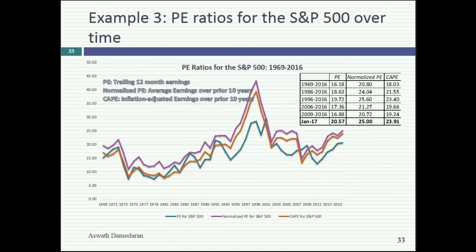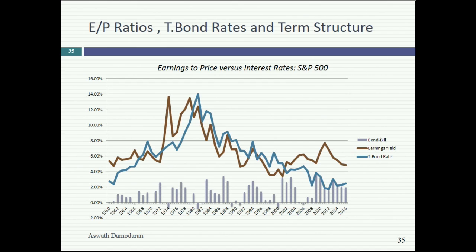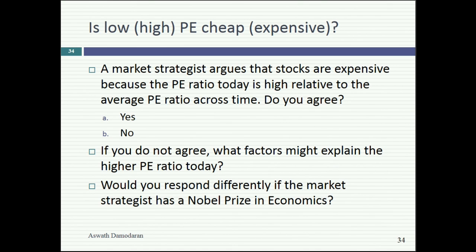That's a fact. There's no point arguing that. So ready? I'm going to put out my recommendation on stocks, and you tell me what I might be missing. So here's the argument I make. I tell you that stocks are overpriced because the PE ratio today is higher than it's been historically. That part of the statement is true. The PE ratio today is higher than it's been historically. So it's your turn to ask me questions. What might I be missing when I jump to that conclusion?